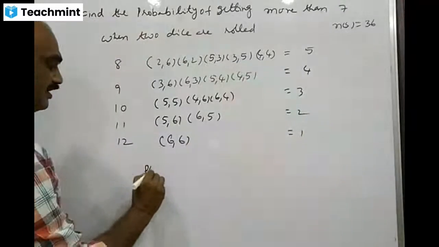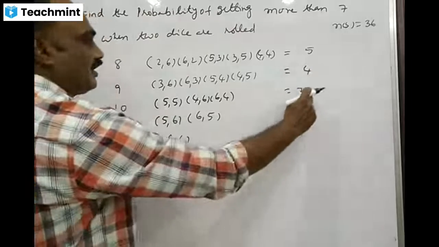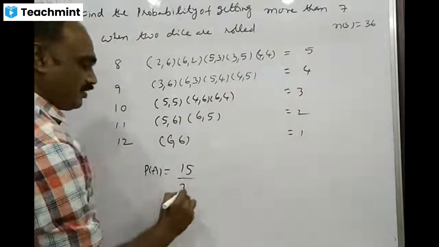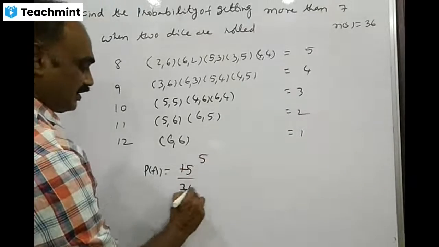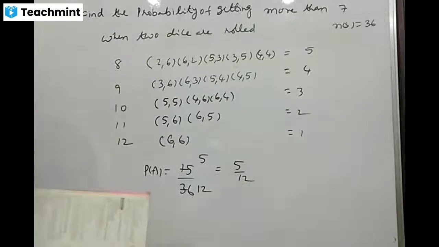So P of A is equal to n of A by n of S. n of A is 5 plus 4 plus 3 plus 2 plus 1, which is 15, by n of S equal to 36. So 15 by 36, dividing by 3, the answer is 5 by 12.